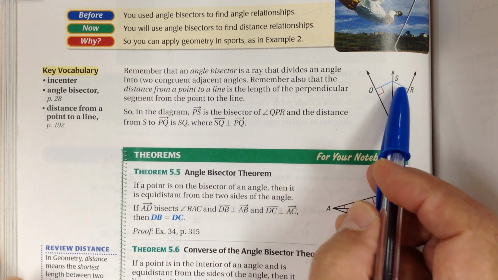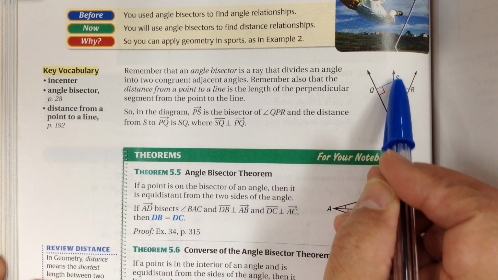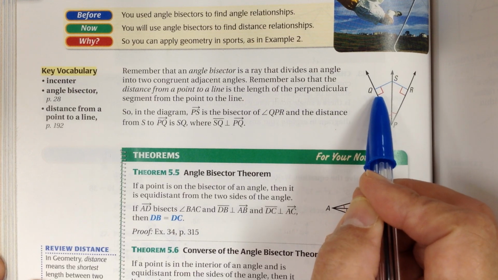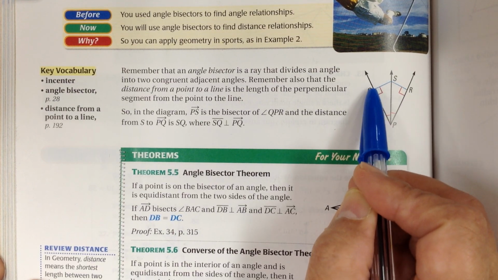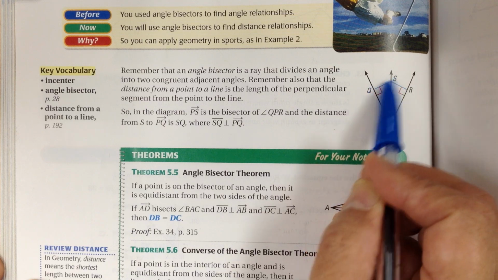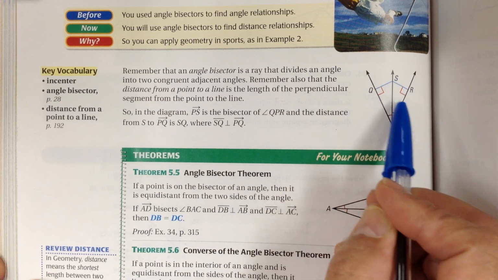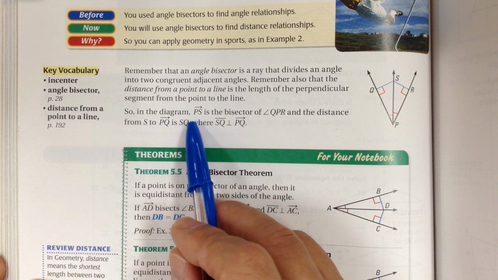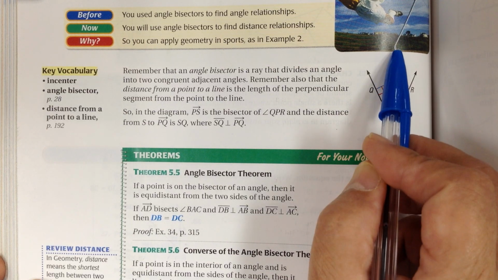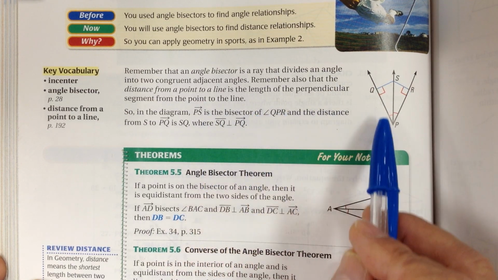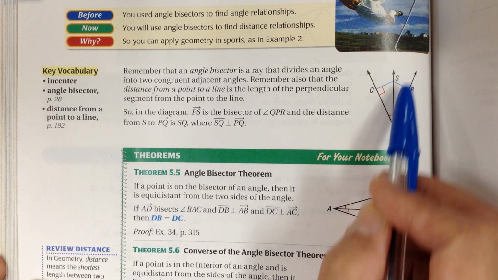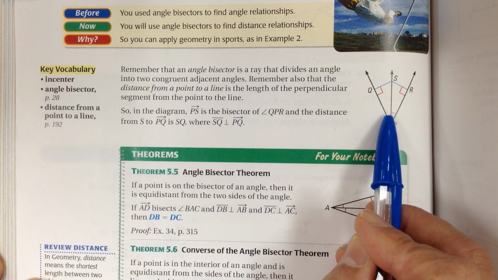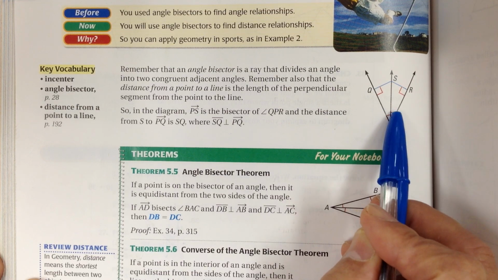So the distance from the angle bisector to the side is a perpendicular distance. So if you draw a right angle over here, draw the perpendicular over here and perpendicular over here, that's what this is. So again, this is a distance. In the diagram, ray PS is a bisector of angle QPR. And if you see the marking right over here, this marking shows that these two angles are congruent.